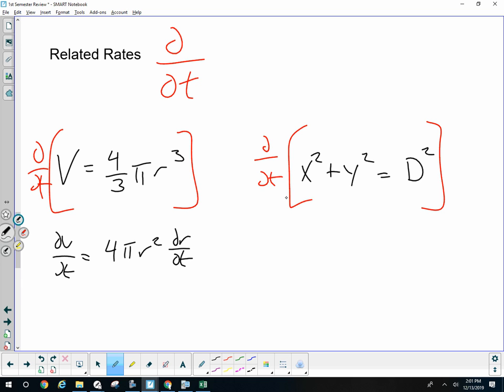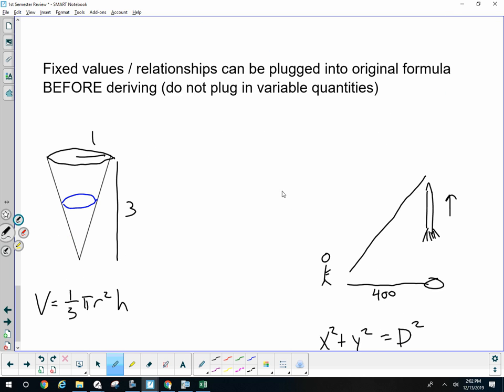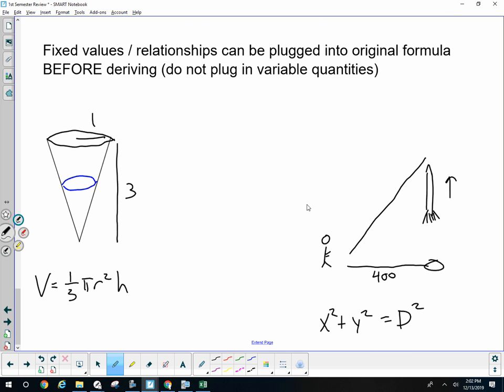radius. Here, with the Pythagorean theorem used for distances, I would have 2x dx/dt, so the change in my x distance, plus 2y times dy/dt equals 2d times dd/dt. Be able to cancel those 2's there. Okay. The key with related rates is to plug in fixed values before taking derivatives.